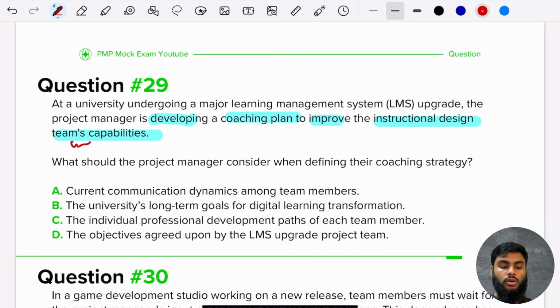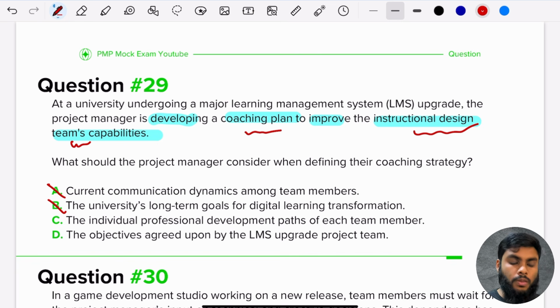All right. So this is a tricky question because none of our principles are being contradicted here. So A, current communication dynamics among the team members. Now, it's not a bad answer, but it restricts our answer to communication dynamics. And in our question over here, we have a coaching plan to improve instructional design, right? So teaching is not only about communicating, it's so much more, right? So I'm not going to choose A. I'm going to eliminate it. Let's see what else there is.